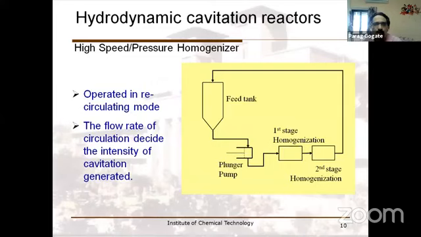So look at what reactors are available. So you have high speed or high pressure homogenizers. These can also act as hydrodynamic cavitating devices. All you have to do is just try to construct a simple loop. So you will see that most of the hydrodynamic cavitation reactors would be operated as loops. So you'll have a feed tank, then you have the first stage or second stage or multiple stages of hydrodynamic cavitating devices. So I have written here as homogenization, but it can be even applicable to the other reactor configurations. And then you are going to recirculate it back.